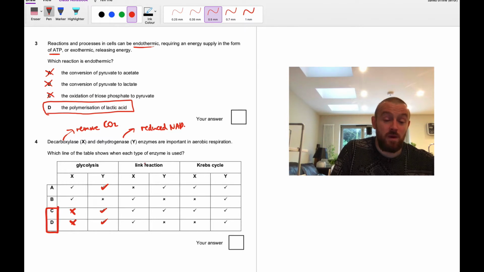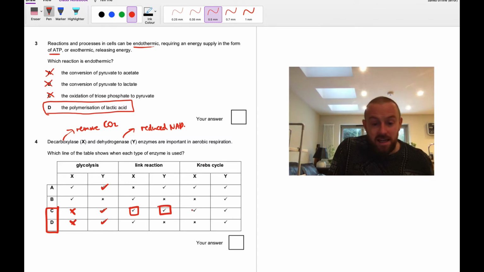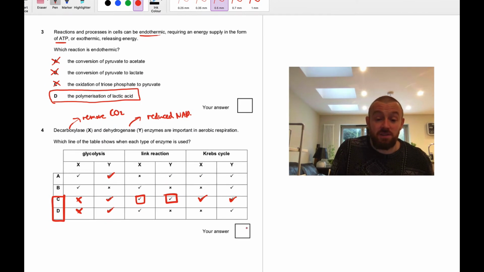In the link reaction, we have both. We have dehydrogenase and decarboxylase. So therefore, we know it's C. But let's just check that Krebs is also what we think. And yes, they are both present in Krebs. So the answer is C.